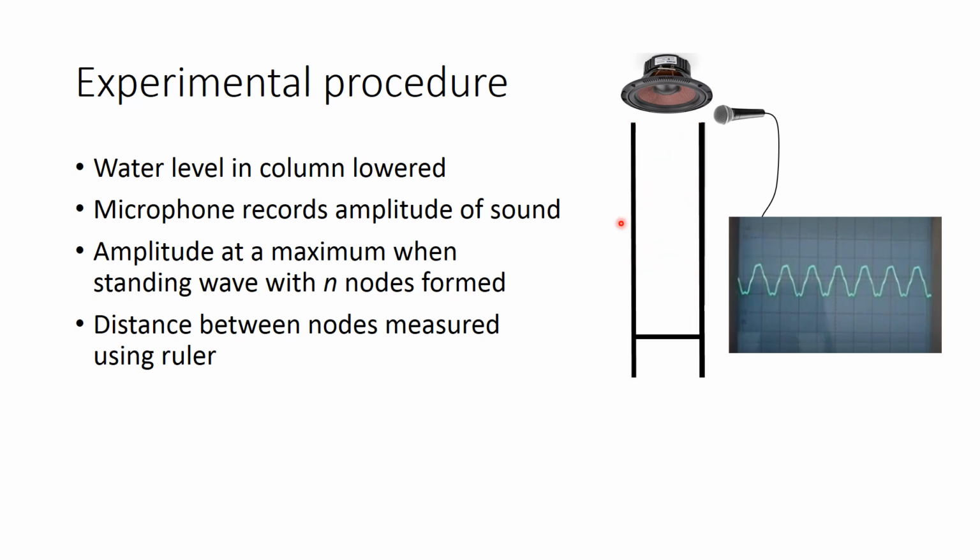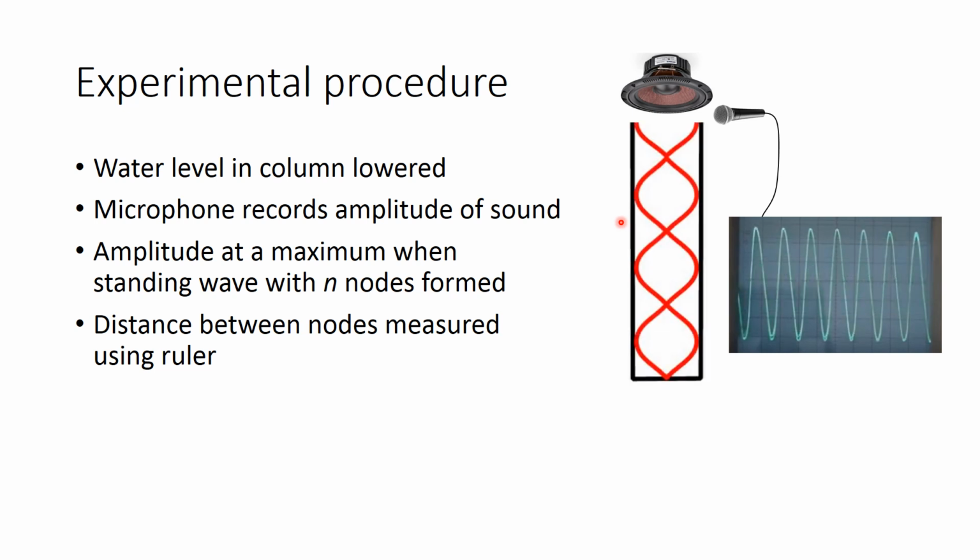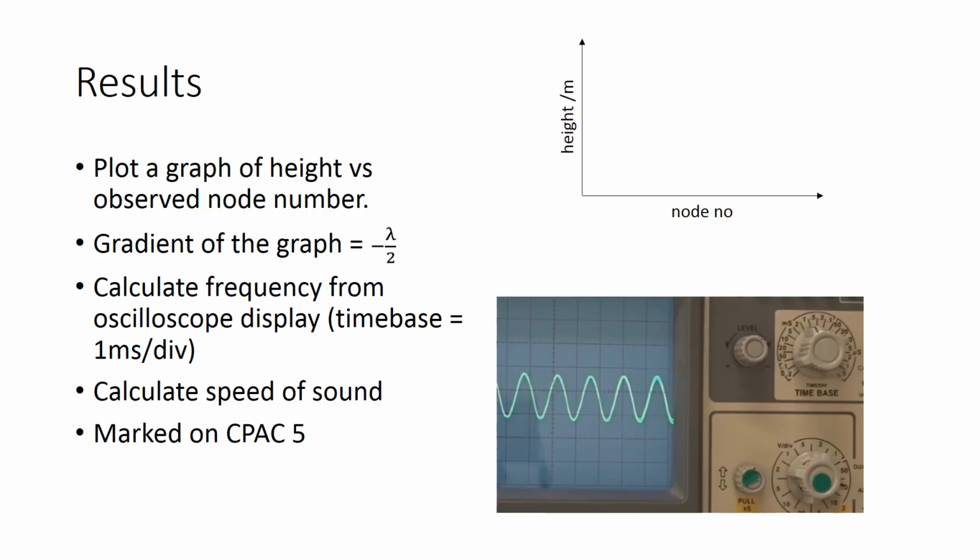As the height changes, we can use the ruler against the side to measure the distance and allow us to calculate the distance between the nodes. What you need to do is watch the video of the experiment and record the height when the sound is at maximum amplitude. This can then be plotted on a graph of height versus node number.